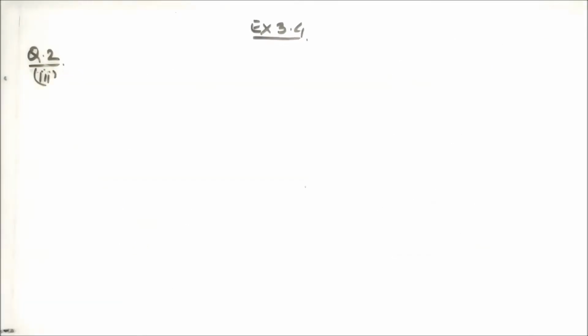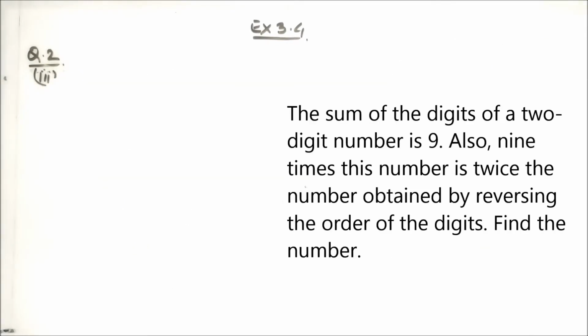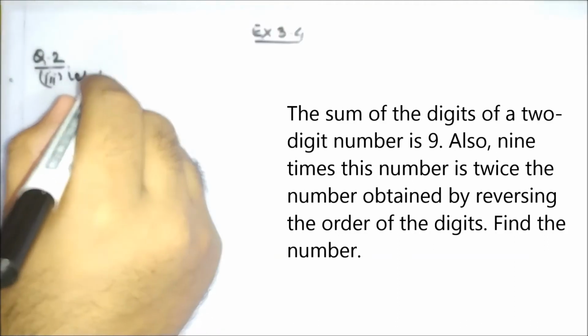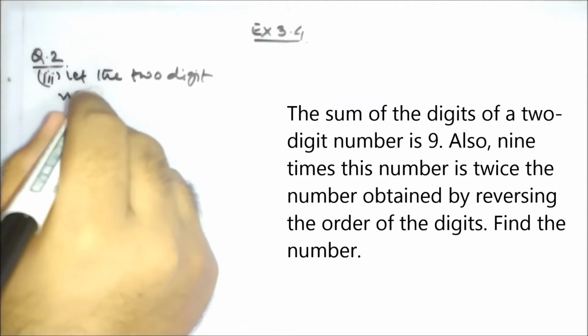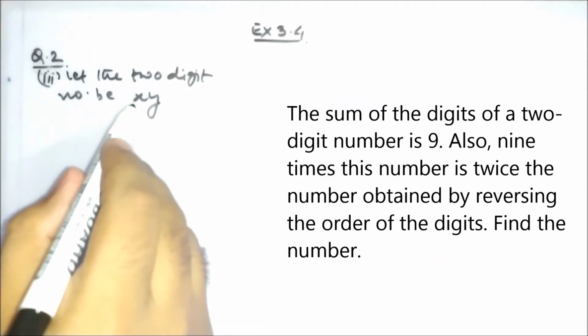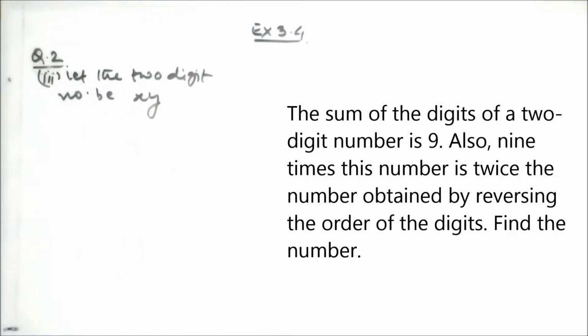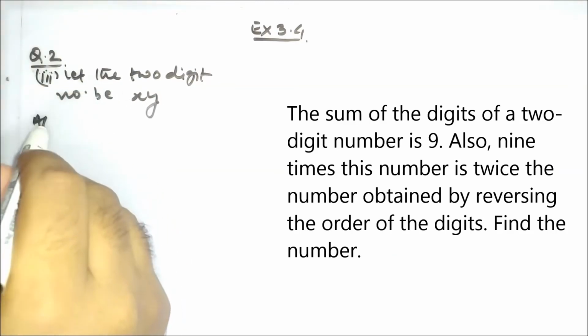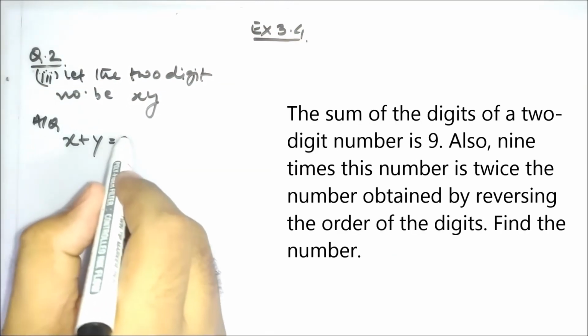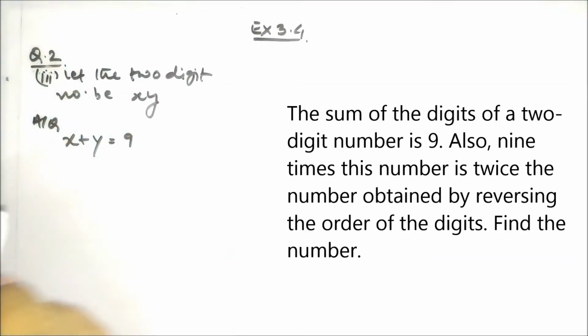Moving to the third part. The third part says the sum of the digits of a 2-digit number is 9. Also 9 times this number is twice the number obtained by reversing the order. You have to find the number. So there is a 2-digit number. We'll assume the 2-digit number be xy, where x is in the tens place and y is in the units place. Now it is saying that the sum of these 2 digits is 9. So according to the question, x plus y is equal to 9. This is the first condition.